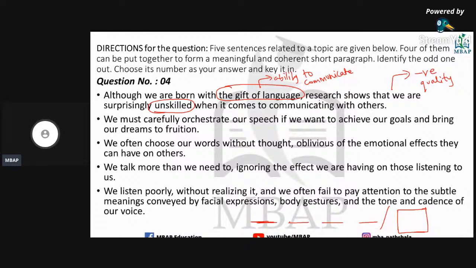But research shows that we are surprisingly unskilled when it comes to communicating with others. So it is a negative quality, as I told you before, right? Why? Because although we have an ability to communicate with others, research shows that we are very bad at communicating with others. Guys, don't you think there should be a reason behind it? Yes or no? There has to be a reason behind it.